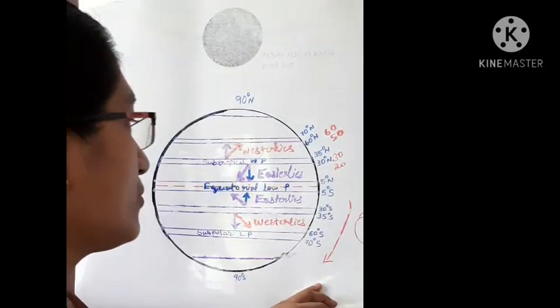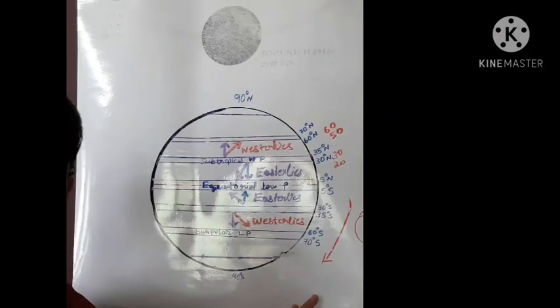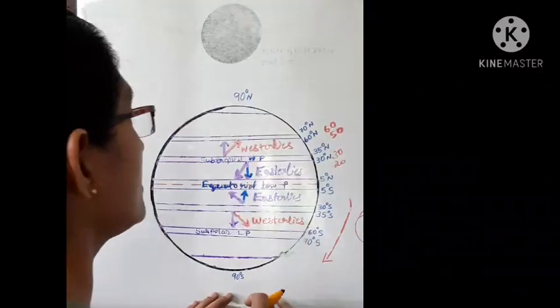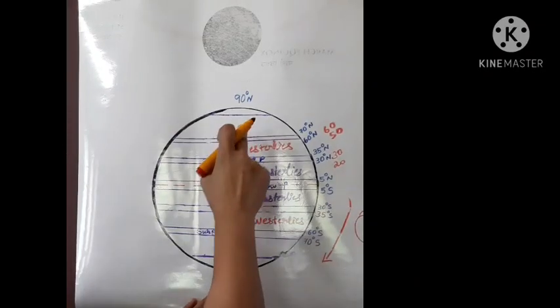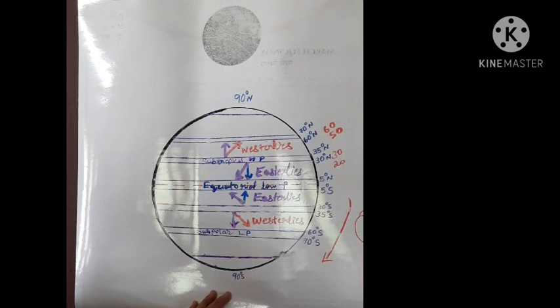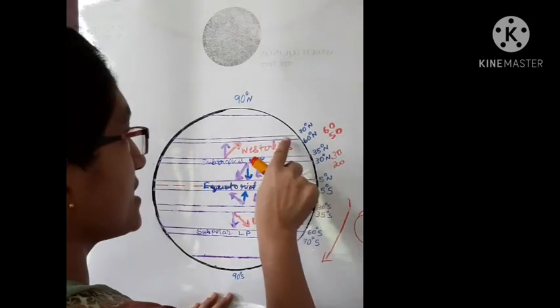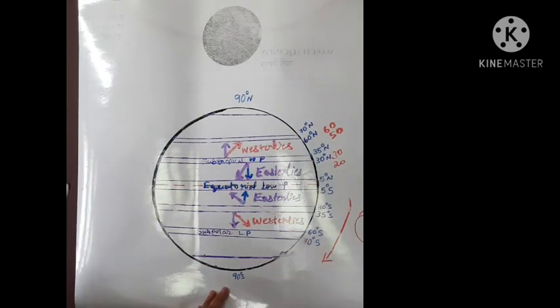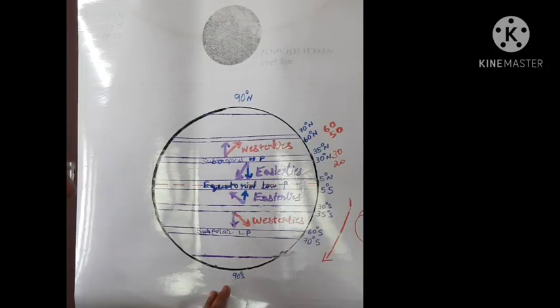Okay, so now we can go to the next wind belt, that is between the high pressure belt experienced in the north pole and the low pressure belt experienced between 60 degrees north and 70 degrees north latitudes.